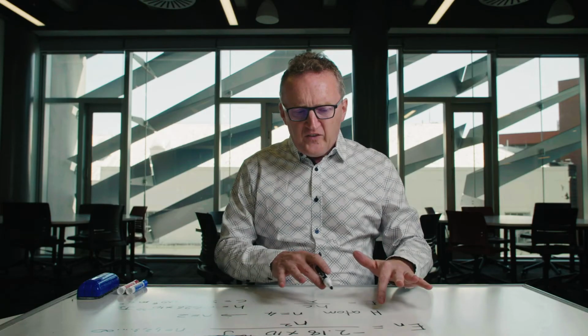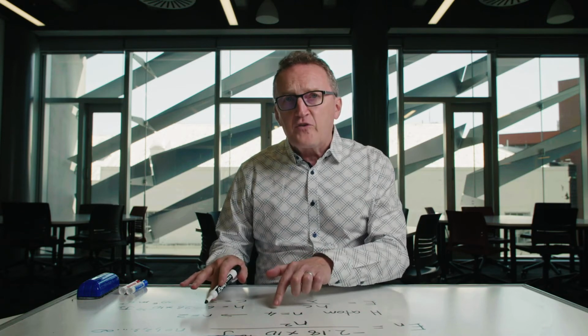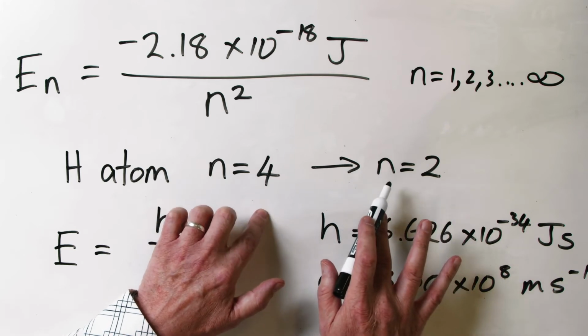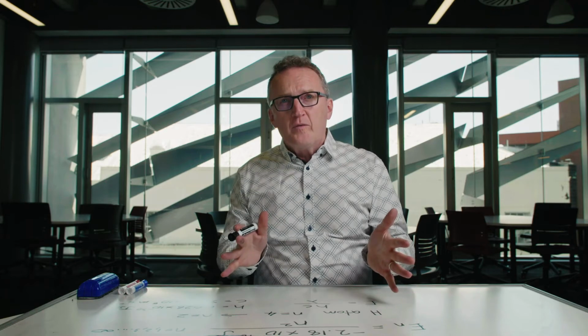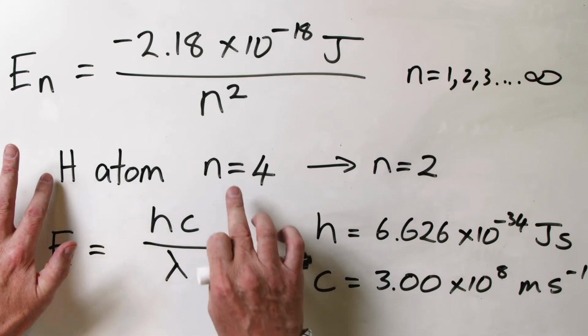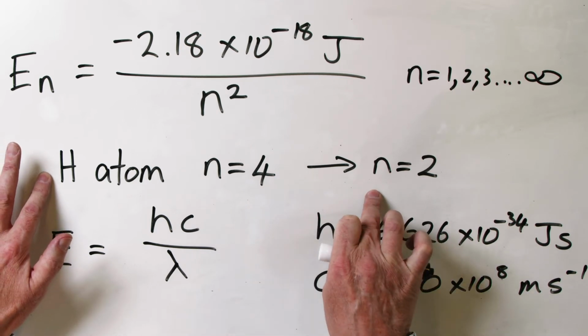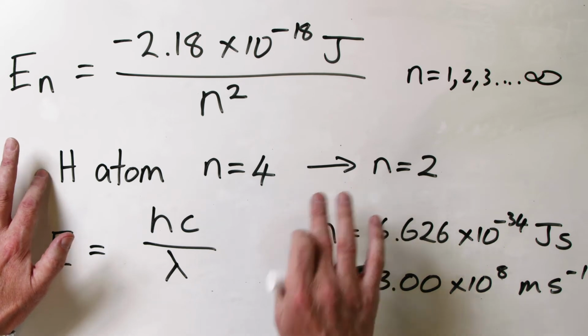The question says we've got an H atom in the n equals 4 state. It's going to pop down to the n equals 2 state. What's the wavelength of the photon that gets emitted when it does that? So now we're going to use all of this to solve this problem. We've got an excited state hydrogen atom in the n equals 4 level. It's going to drop down to n equals 2. What's the wavelength of the photon that gets emitted when that happens?